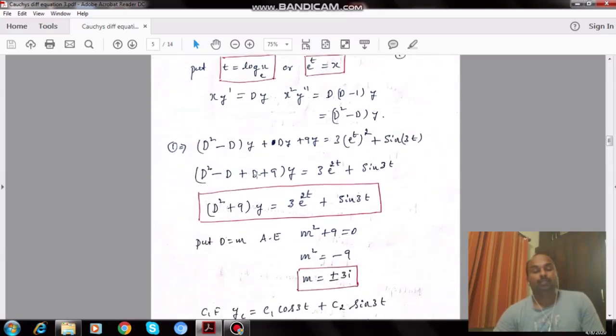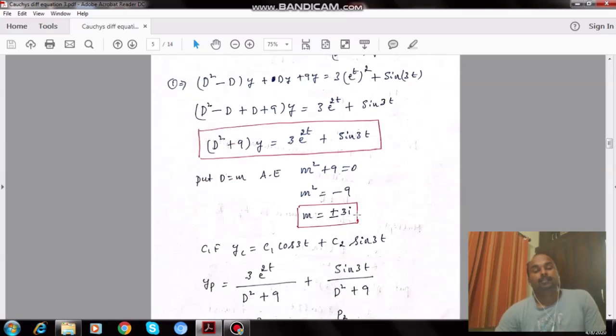Now plus D and minus D get cancelled, so the left hand side is D square plus 9 equals 3 e power 2t plus sin 3t. So put D equals m. The auxiliary equation will be m square plus 9 equals 0. m square equals minus 9, m is plus or minus 3i. The nature of the roots is purely imaginary. Therefore the complementary function is C1 cos 3t plus C2 sin 3t.